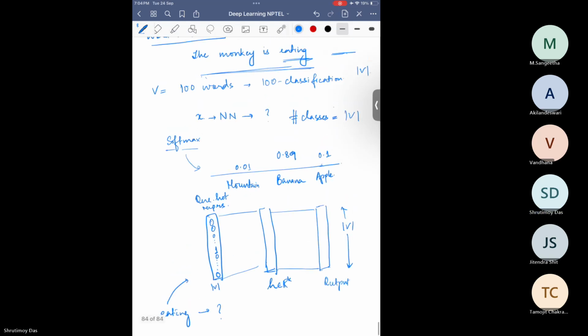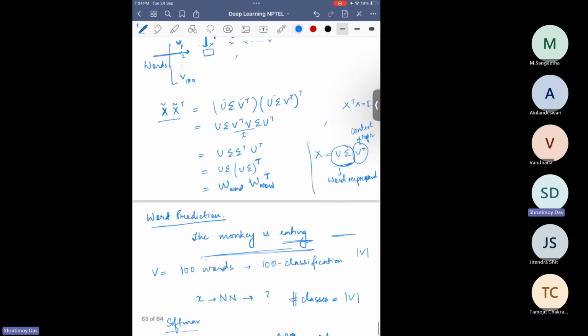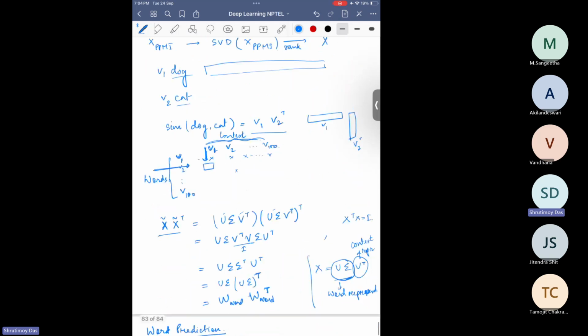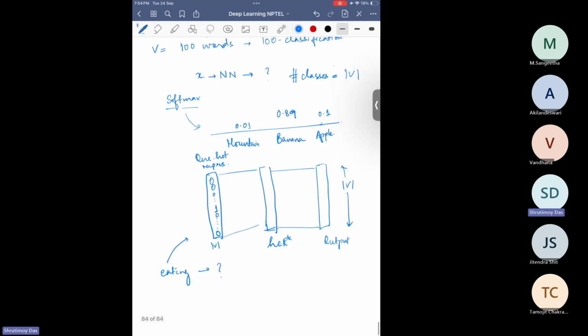Now again, this looks similar to what we did for autoencoders, right? We have some input layer, some output layer, and we want to learn some representation here. Similarly, we have some input representation, we have some prediction of the output, and using this, you want to learn a representation of your word.